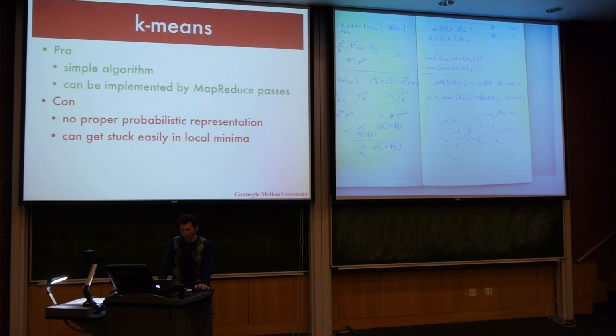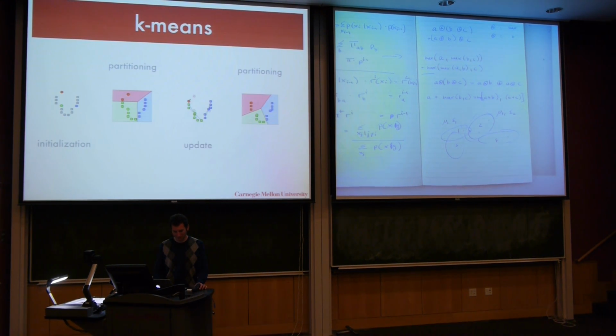So it's like an idiot-proof simple algorithm. You can easily implement it, for instance, using MapReduce. And the problem is it doesn't really do much in terms of probabilistic representation. You can get stuck in local minima, so a lot of horrible things can happen to you. But it's simple. And if you do that, you see what happens. So initially, pick some random cluster centers. You then assign the points. You then update. So basically, your cluster centers get updated slightly, and you get the new partitioning, and you keep on doing this.